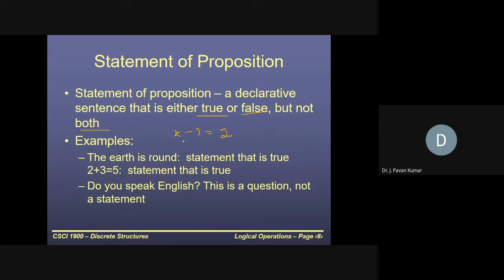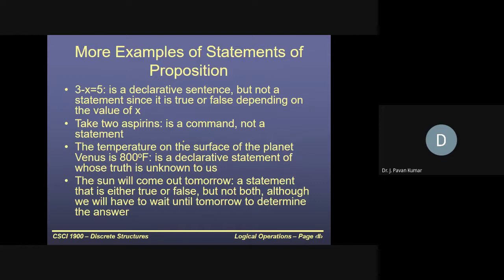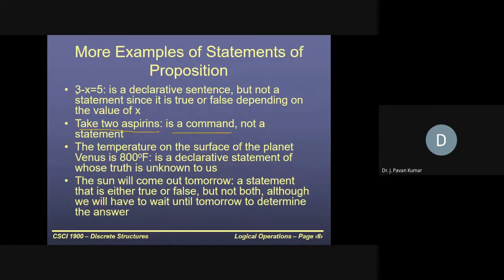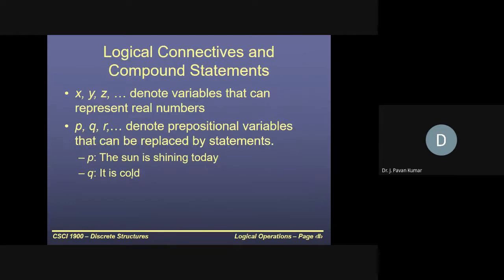That's the definition. Several other examples are also given in this. Consider this one: take 2 aspirins. It is a command, not a statement. Suppose a doctor has said this, you cannot judge whether it is true or not. And a question, like earlier, do you speak English? This is a question, so it is also not a statement. Similarly, 3 minus 6 is equal to 5 is also not a statement, because we cannot say whether it is true or not. These are some of the examples.